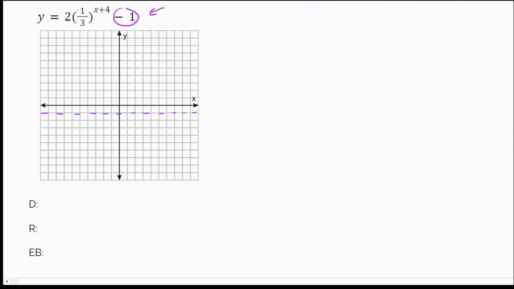The other thing is that the b value, or the base of the exponent, is a fraction, meaning I am going to have exponential decay. And since the a value is positive, my graph is going to look something like that as long as I do everything right. So from here, I'm just going to pick some really smart x values and find my y values.